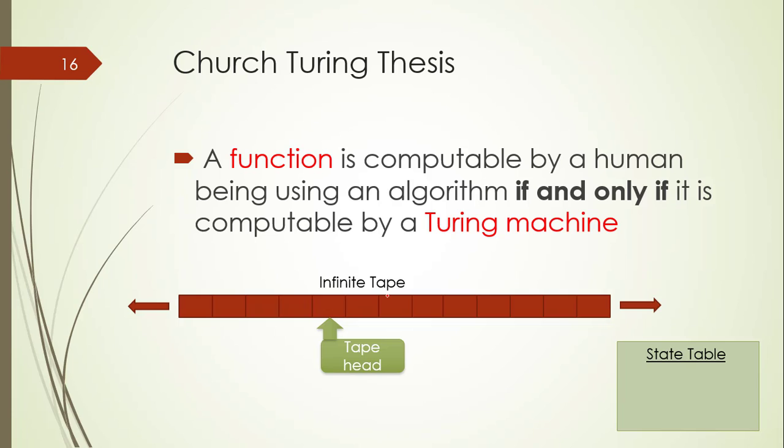What Turing said is that a function is computable by a human being using an algorithm if and only if a Turing machine, which Turing proposed, can also do it. What's the algorithm? It's a sequence of steps. So they're equivalent. Anything that we can think of, a Turing machine can do, and anything a Turing machine can do, we can think of. This is a thesis, and a thesis by definition is not a theorem, so it cannot be proven. But it has been 80 years since, and we have not really found an exception.